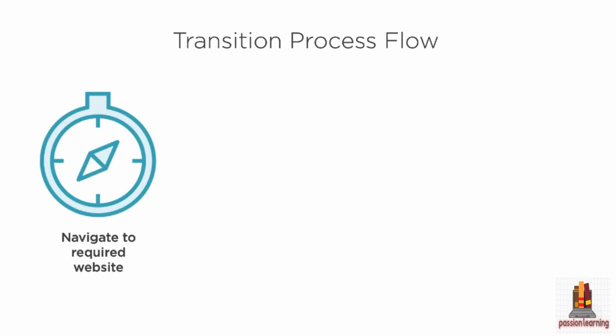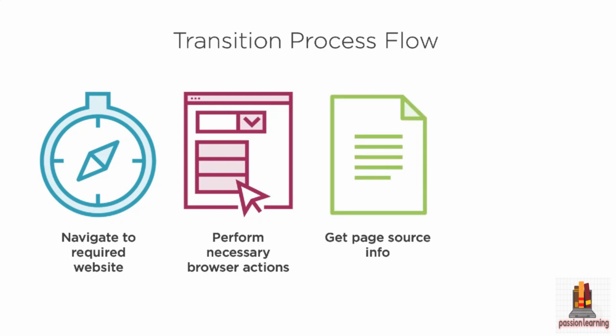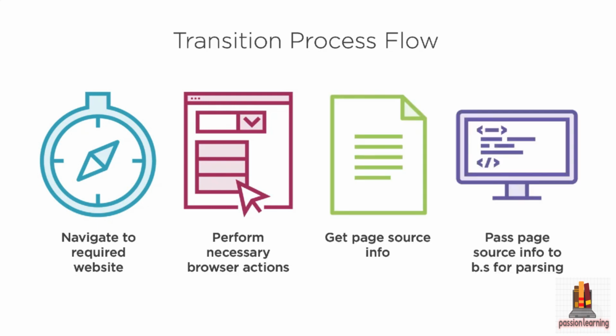The process flow for the transition is as follows. Navigate to the required website using Selenium. Then, perform the necessary browser actions such as filling in forms, search fields, clicking on links, etc. Once the desired data is on the page, get the page source information from the driver. And finally, pass it on to BeautifulSoup for parsing the HTML data.